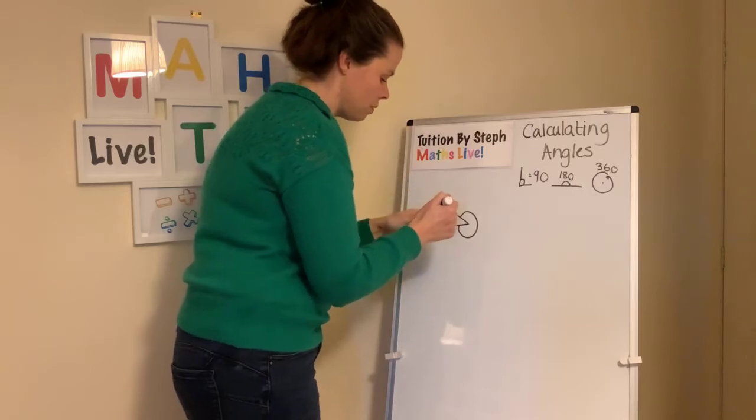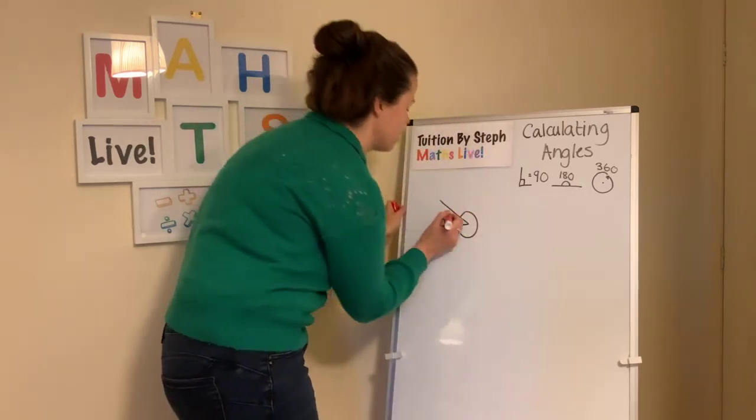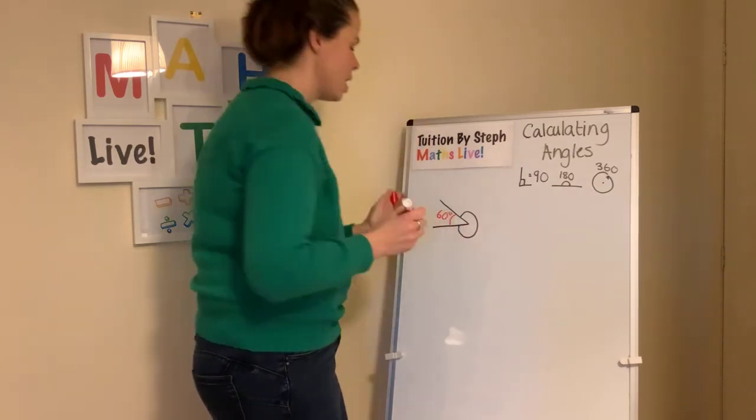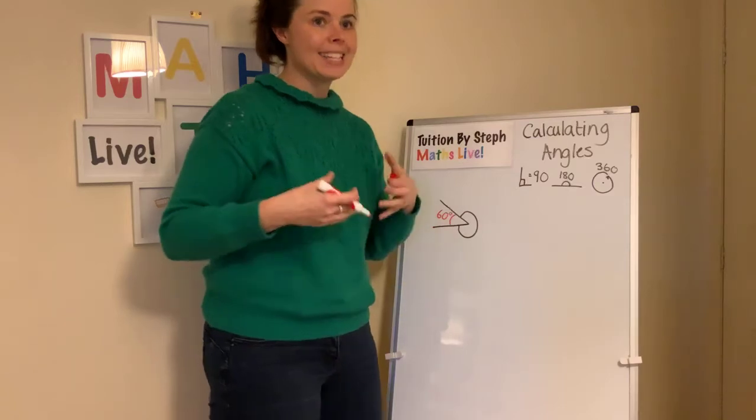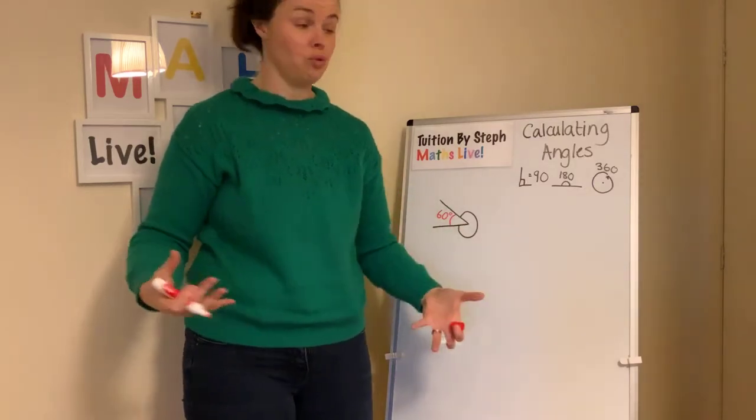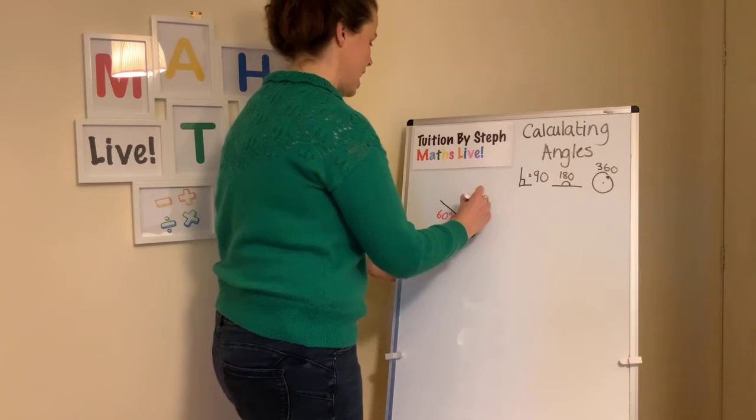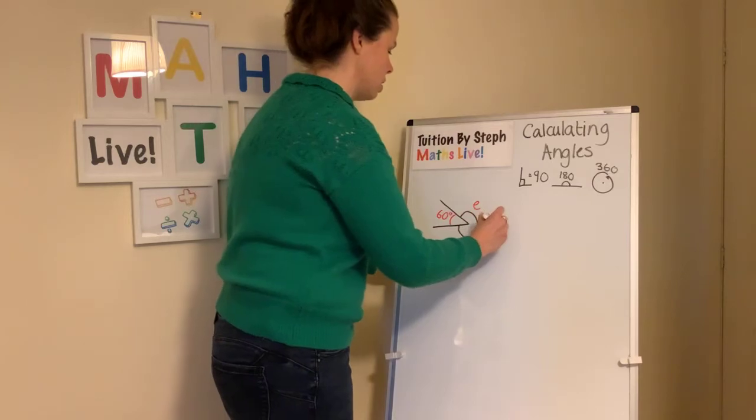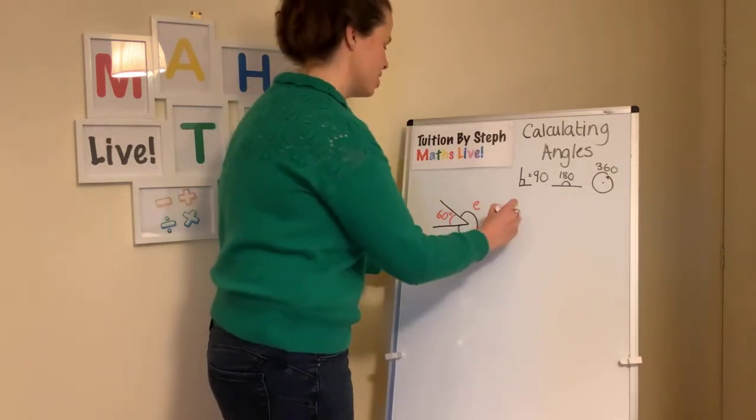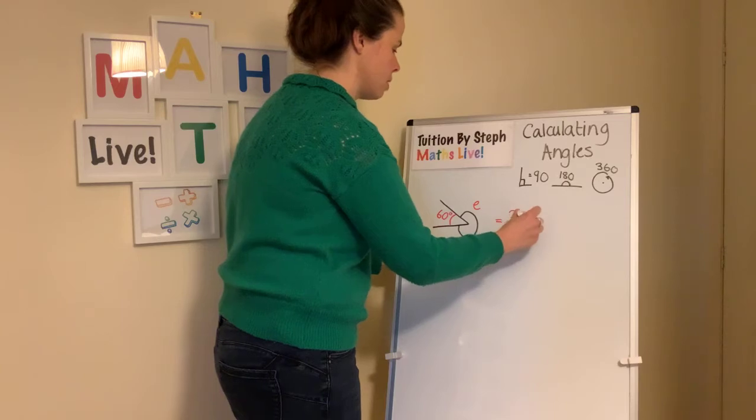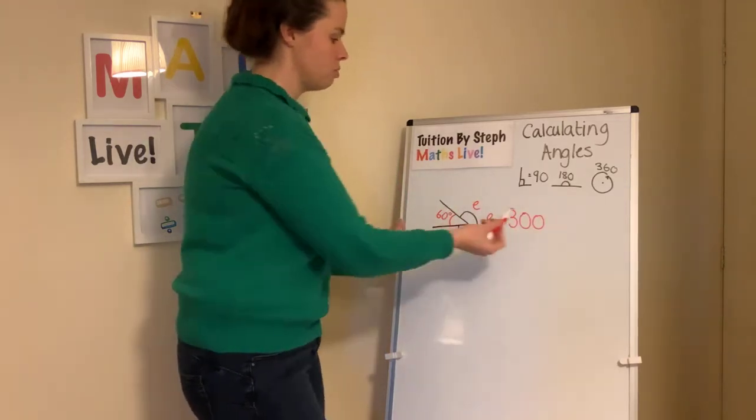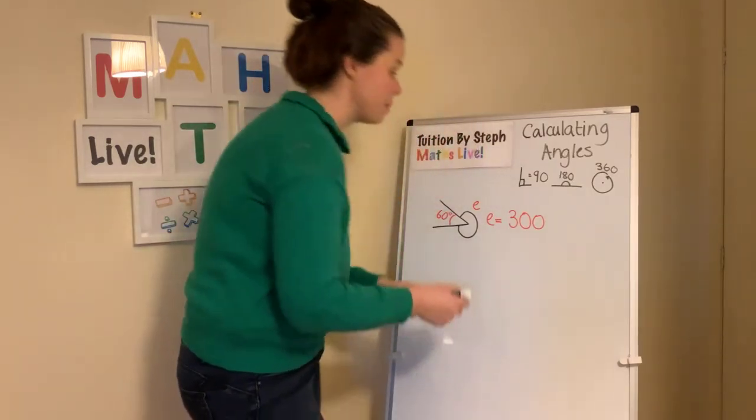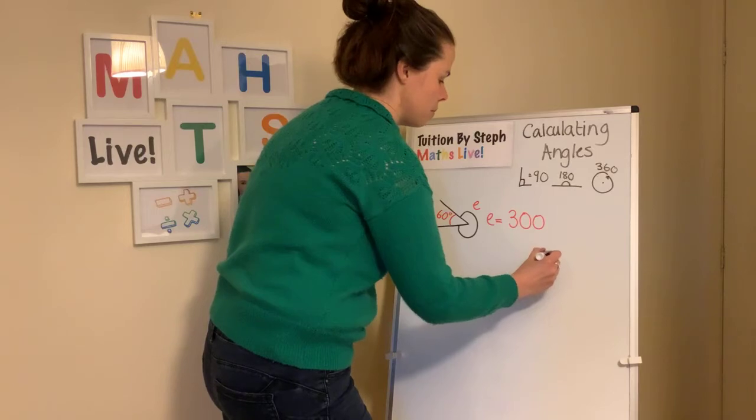If I told you that this angle here was 60 degrees, you would say, what would you add to 60 to make 360? So if this was angle E, what would you add to E to make 360? So it would be 300 degrees. So again, you're just using the same rule each time. I know the number's bigger, but it's the same thing.